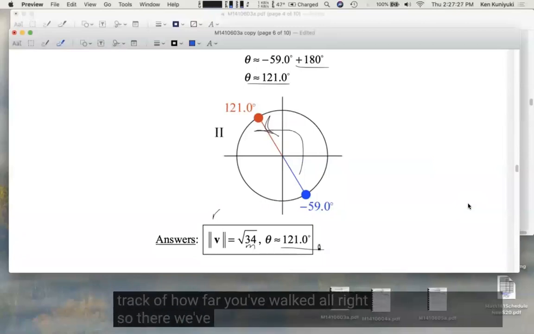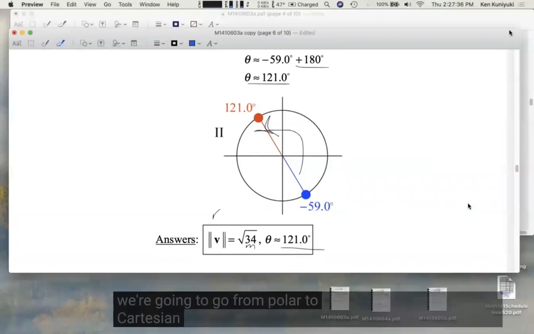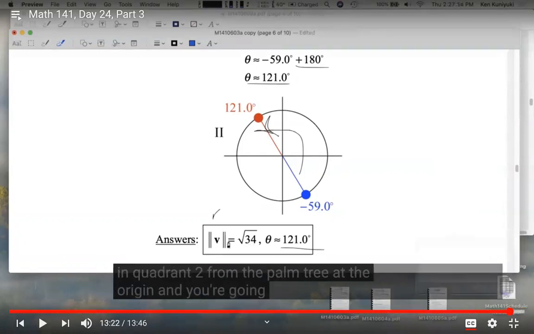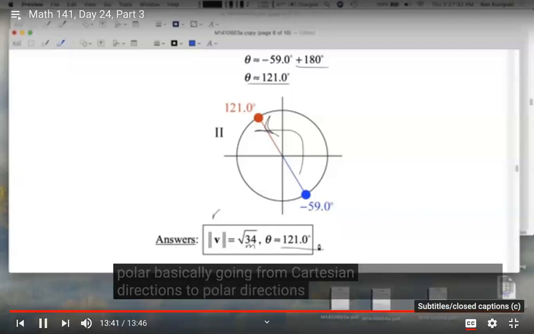All right, so there we've gone from Cartesian to polar, basically. Going from Cartesian directions to polar directions. Next, we're going to go from polar to Cartesian. Any questions before we go on? All right. And how would we go from polar back to Cartesian? Let's go back to the picture here. Well, let's go straight to the video.